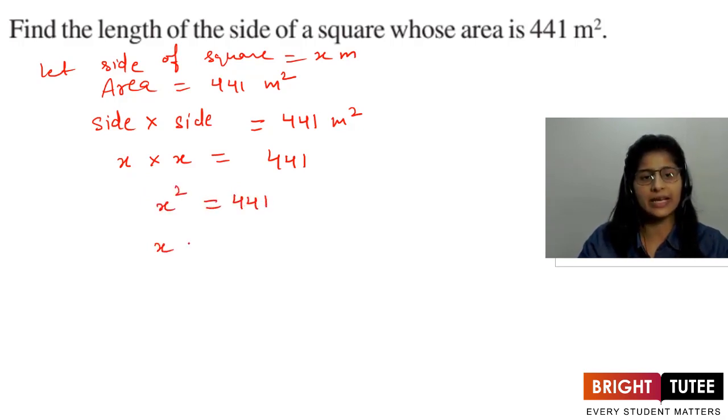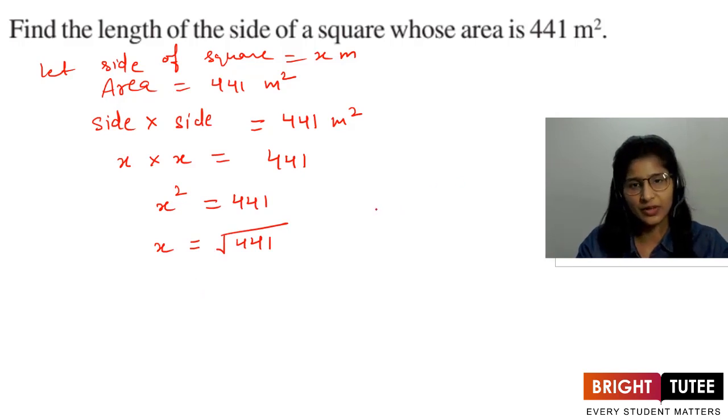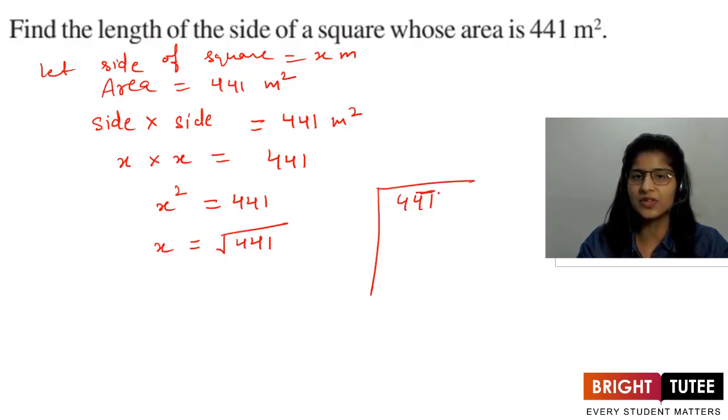What will be x then? It will be square root of 441. So let us find out square root of 441. So 41 will be one pair because we are going to start with the rightmost digit and then 4. So let's start with 2. 2 2s are 4. We are going to get here 0.